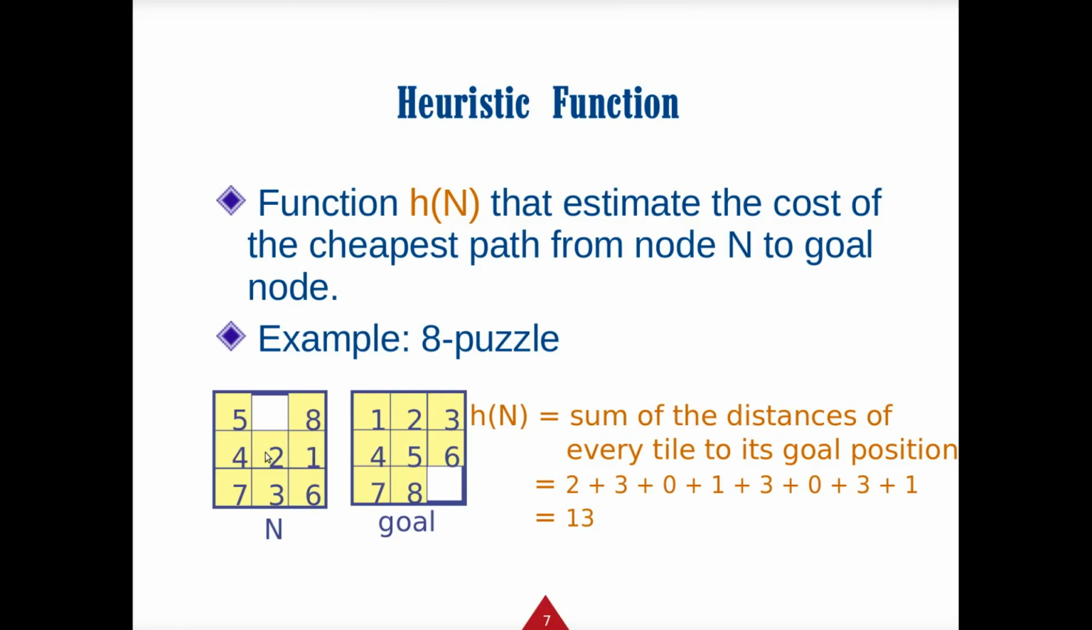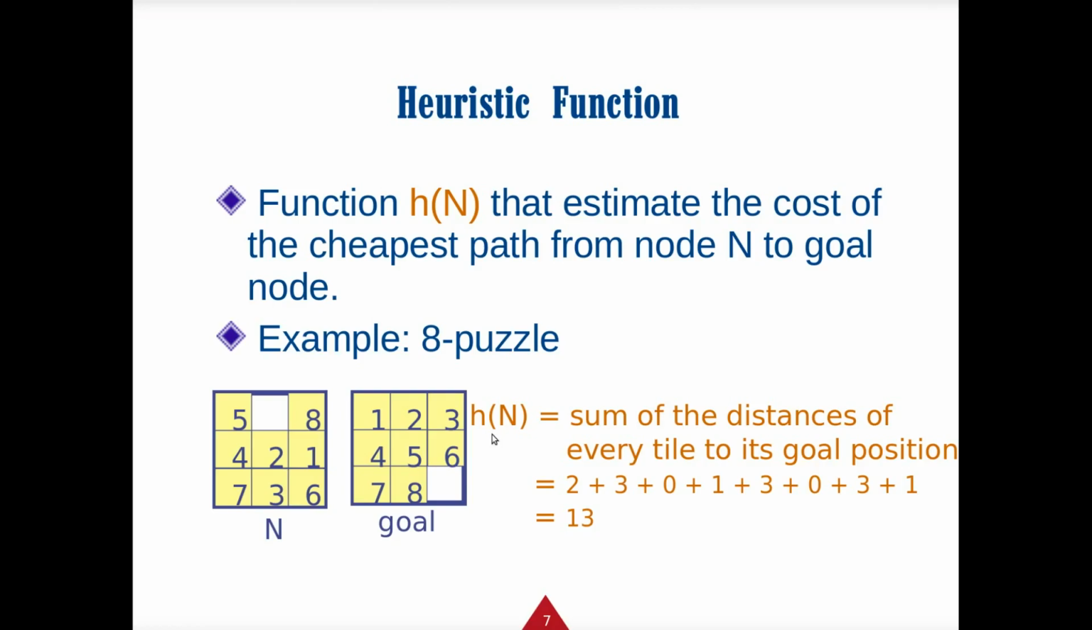2 just needs to move up 1, so that's why it's 1. 3 needs to go from 1 to 3 to this spot. So 3, so again, 7's on the right spot. And then 3, and then 6 just needs to move up 1 spot. So using this estimation, we have an h of n of 13.